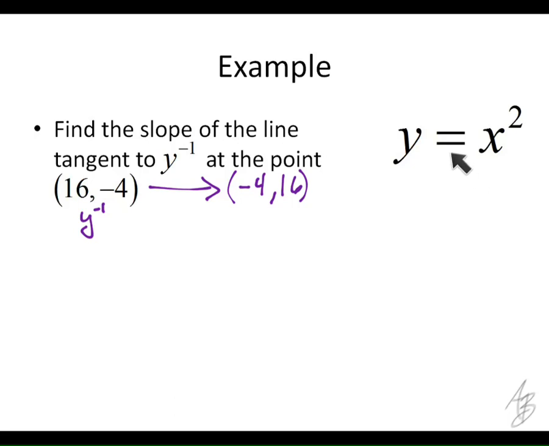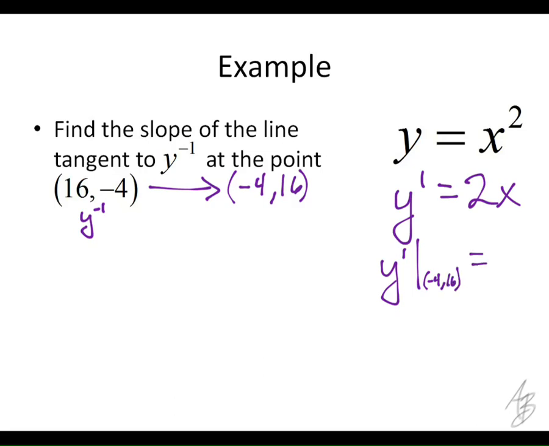So what I'm going to do is take the derivative of this. What is the derivative of x squared? Okay, 2x, you agree with that? Everybody agree with that? All right, now I know again that the derivative on the original function is tied to the derivative on the inverse. So I'm going to evaluate the derivative of the original function at x equals -4. Or I'll just put this point here, -4, 16. And I get what? -8.